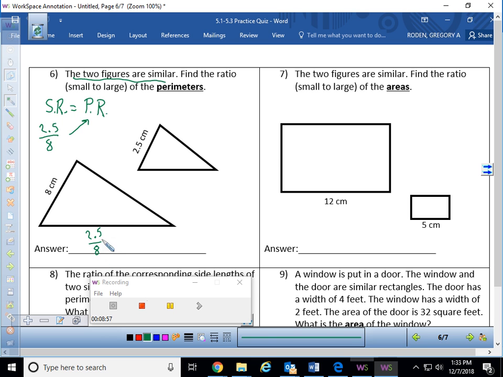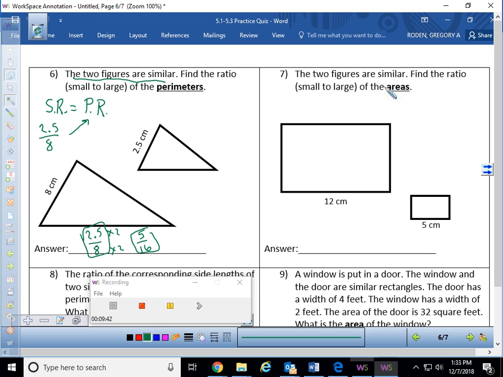Now, if you really hate decimals and fractions, you could also get rid of the decimal, which I will accept this actually, but if you really did not want a decimal in your SR or PR, you could just multiply 2 on top and 2 on bottom, and why would we do that? Because 2.5 times 2, what is that? That's 5, right? And 2 times 8 is 16. That would also be true. So either one of these are fine. I'm okay with having a decimal and a fraction. But if you really hate that, just multiply by 2 in this case, and it'll eliminate the decimal.